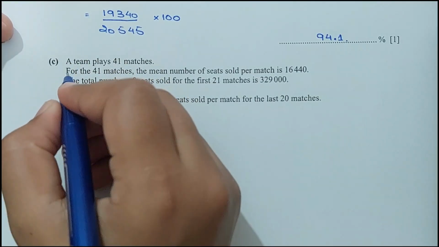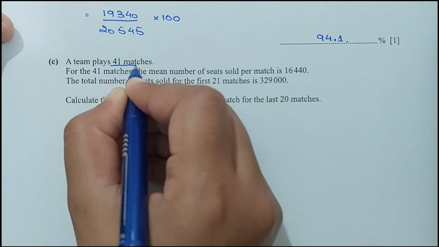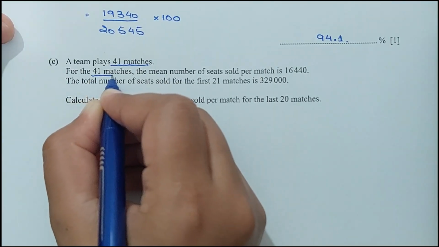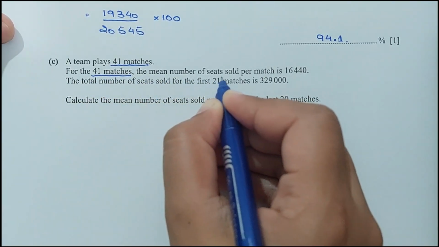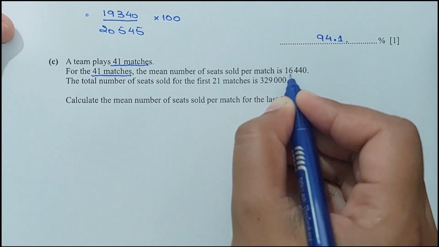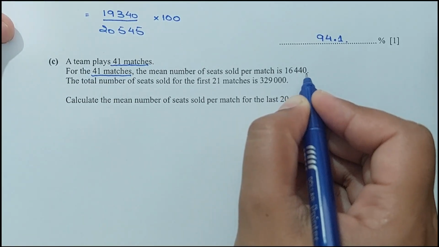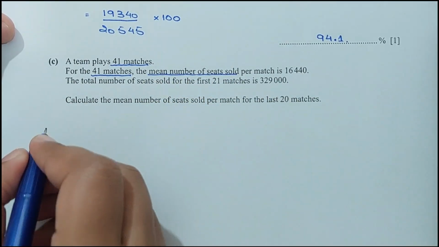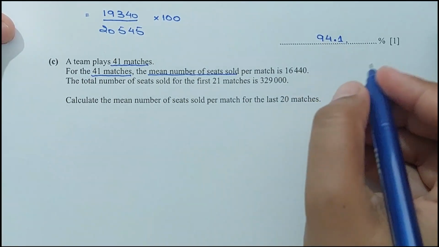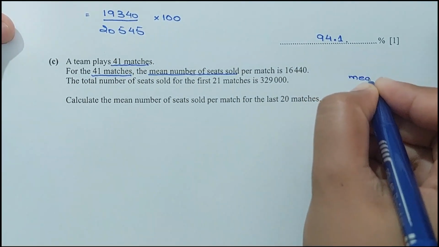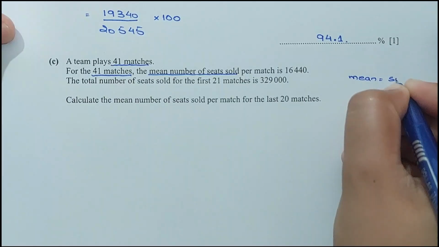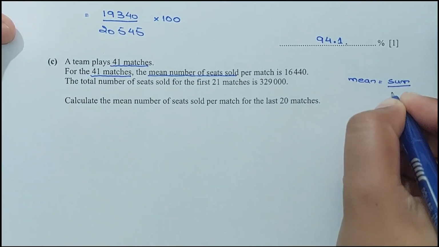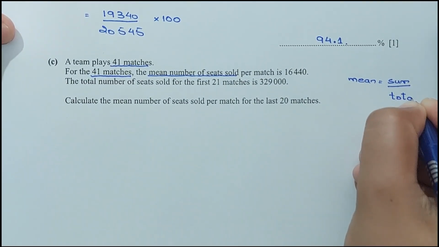Now for part C, a team plays 41 matches. For the 41 matches, the mean number of seats sold per match is 16,440. This is the mean number of seats sold that we are given. So we have the formula for mean, which is the sum divided by the total. Let me use this formula.